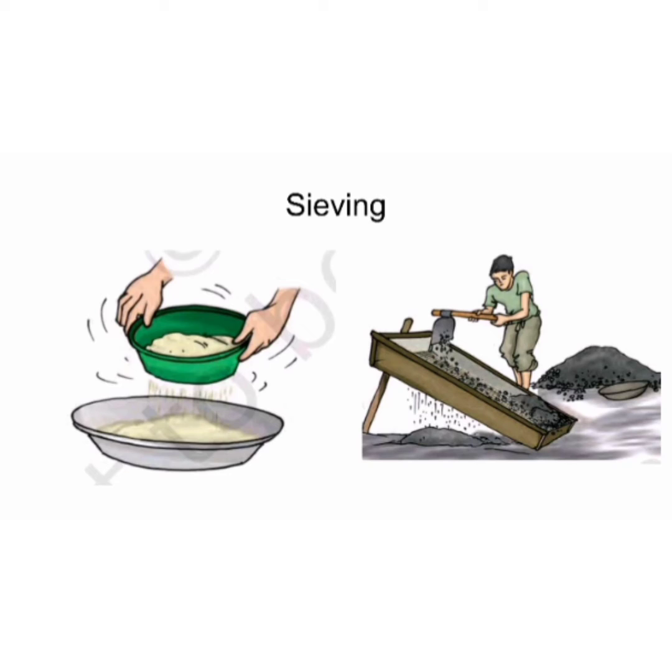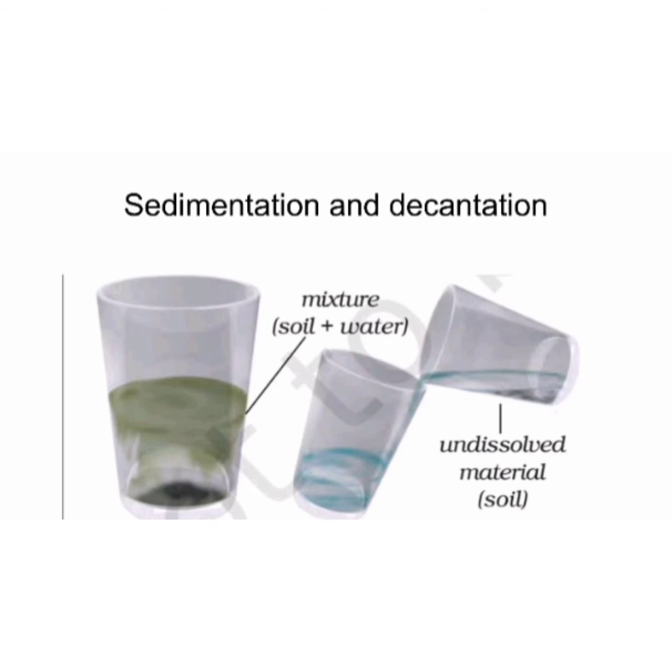Mostly the sieve is used where components of different sizes are involved, the large size and the small size components. In that case we use the sieving method. Okay, and the next method is sedimentation and decantation.